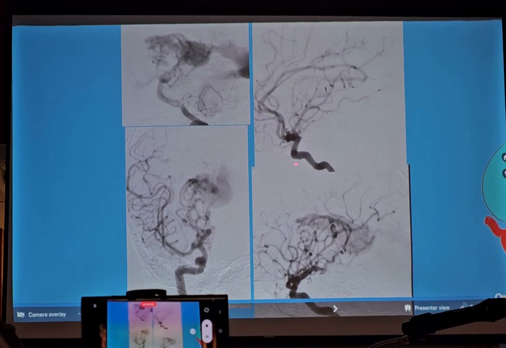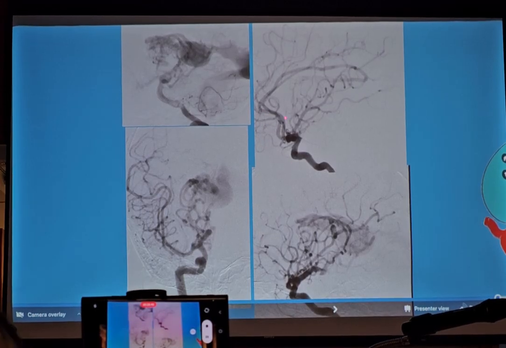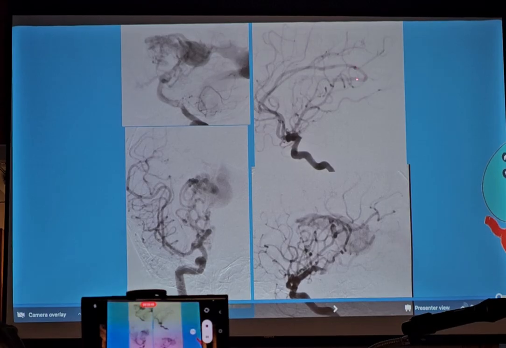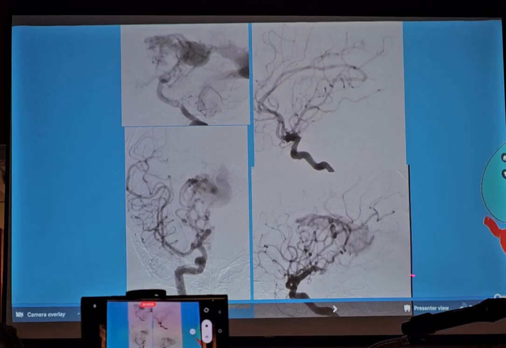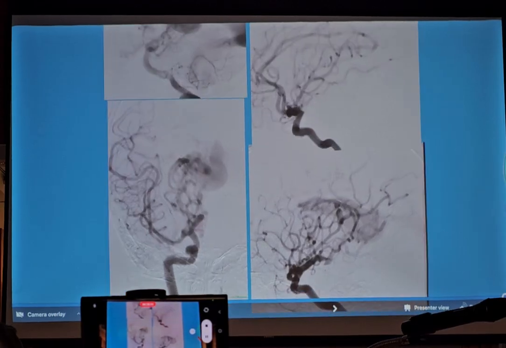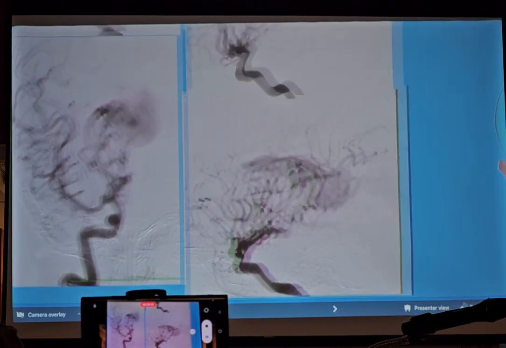And then finally, the carotid injection on the right side, showing the anterior cerebral artery coming all the way around the corpus callosum back towards the foramen of Monro to anastomose with the anterior choroidal artery. So true limbic arch persistence.